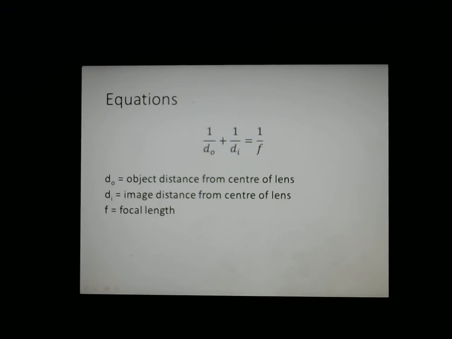You'll note I haven't written any units on this because the units just have to be the same, like I said at the start. They can all be in meters, they can all be in centimeters, they can all be in feet, inches, rods, whatever. Okay, just make sure that they're all the same.